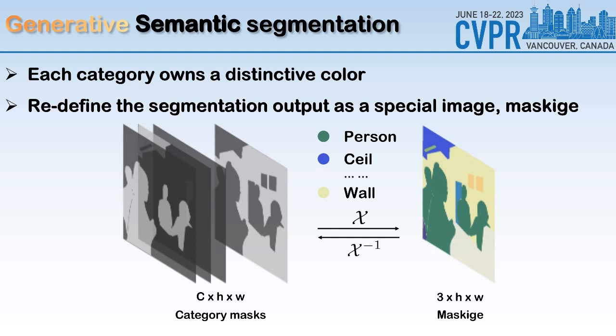To build a generative framework, we start by assigning a special color to each category, representing the n-class masks as a unique image. Since the color and the category are one-to-one, it's easy to define the function that maps from the category mask to the maskage, which is a special image, and conversely, we can also obtain the category mask by calculating the similarity between the color of the maskage and the color of the category.